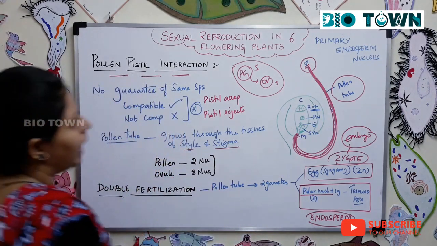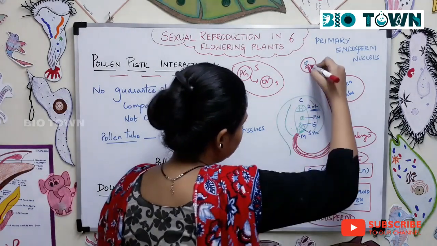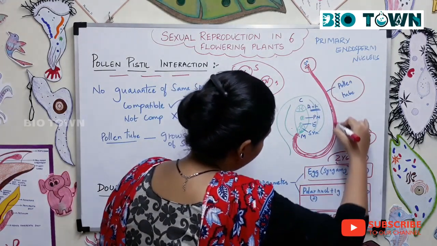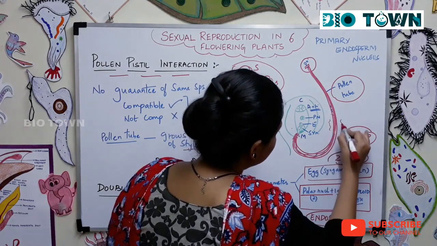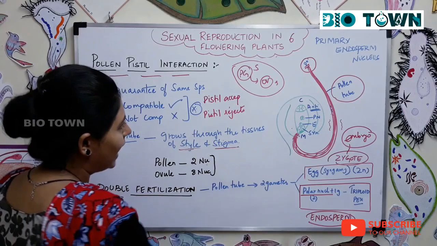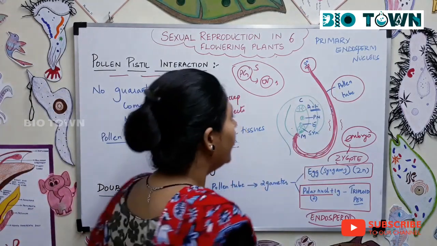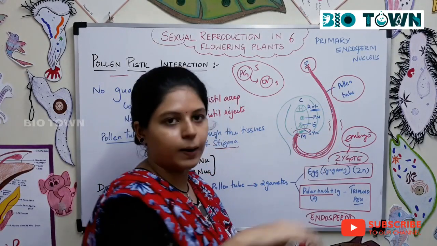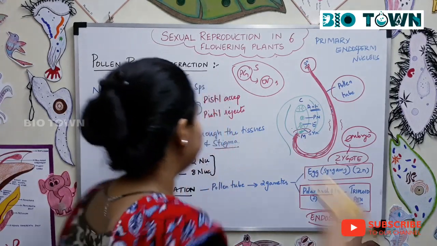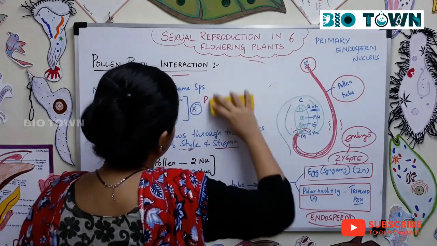And next, now there is a pollen grain. Now it is traveling through the pollen tube. This pollen tube is infused in the tissues of style and stigma, which is the female reproductive part. Alright, now what happens? The synergids. Now we spoke about the LS of the ovule, right? I'll draw it even more clearly.